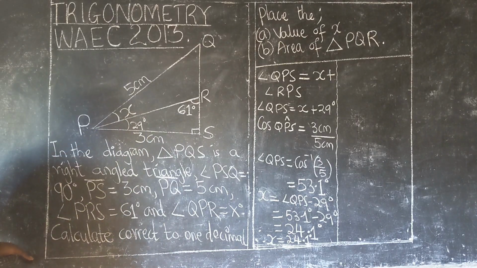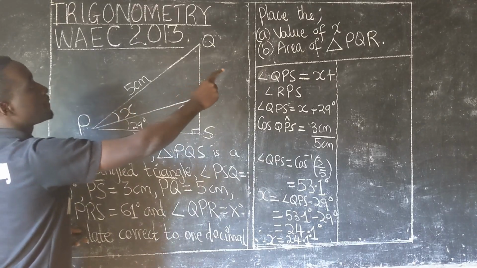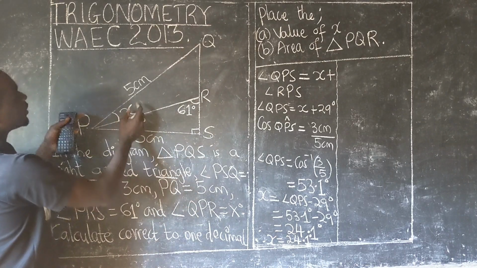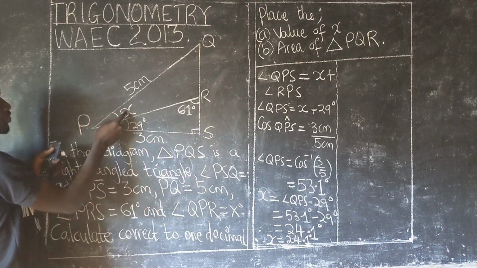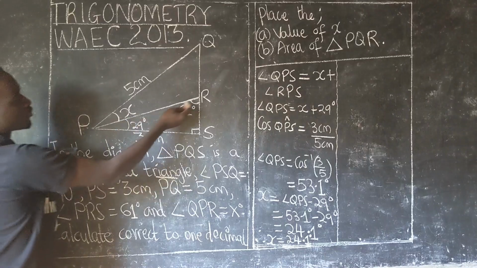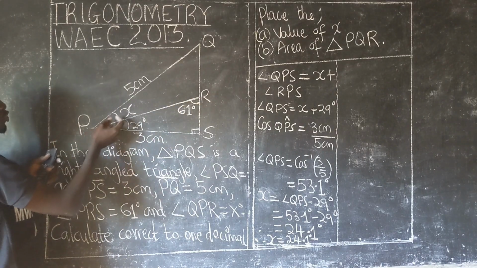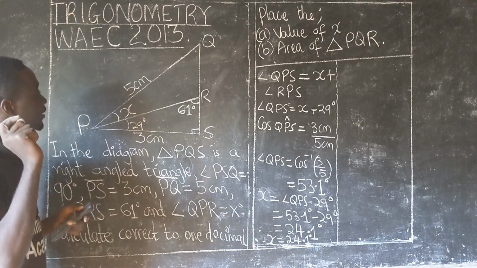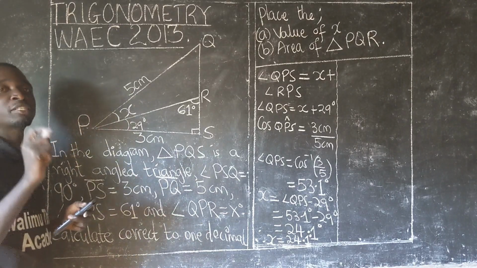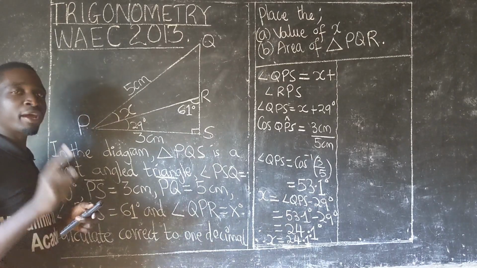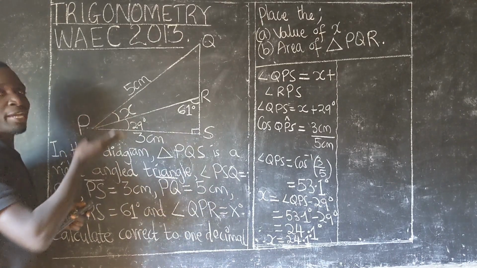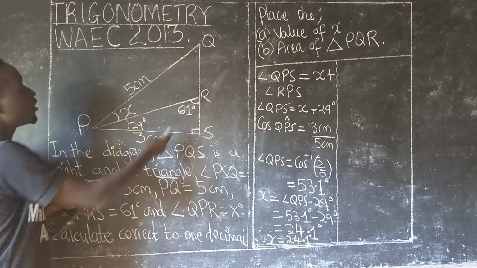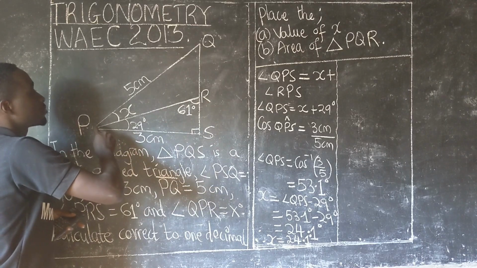So let's find out the area of triangle PQR, the upper triangle. As we already know the value of angle x, it is better to find this length so as to have x as an included angle. We use the formula that the area of a triangle is equal to a half times a times b times sine of the included angle, where a and b are the two sides between which the angle x is included.